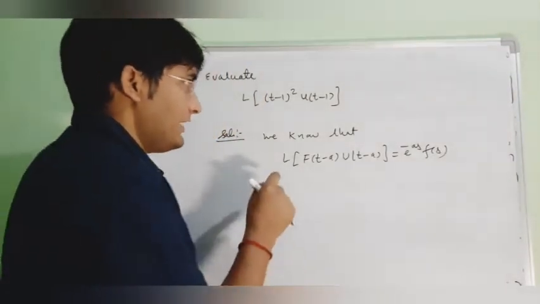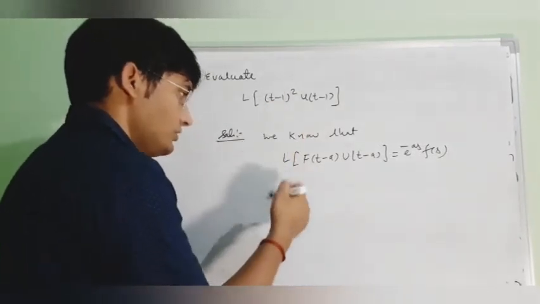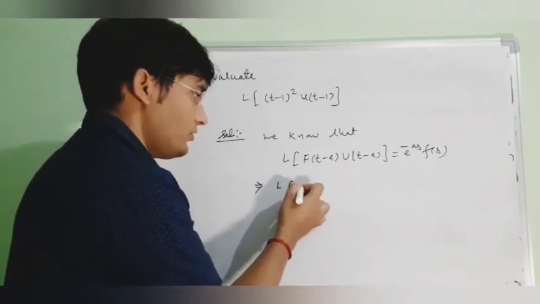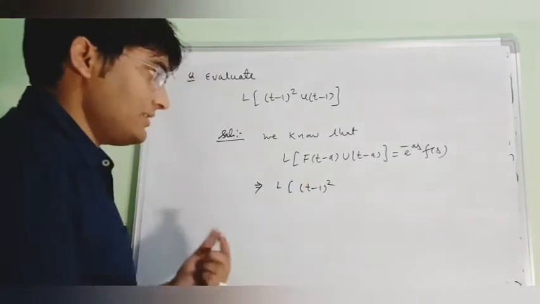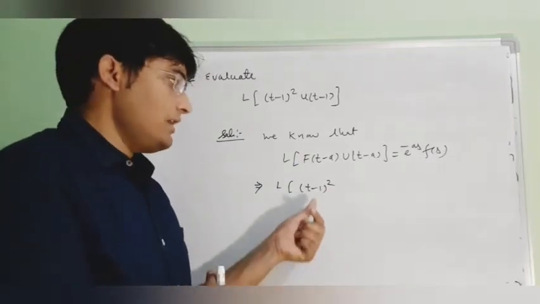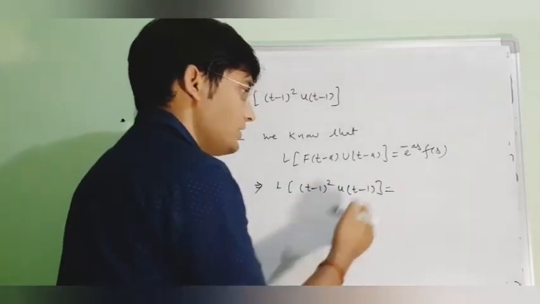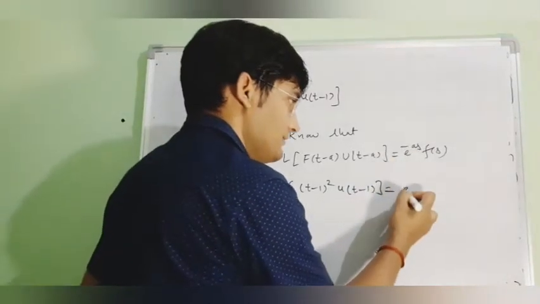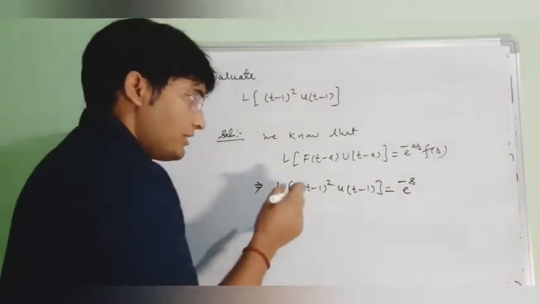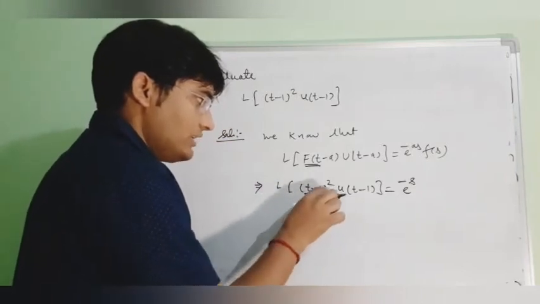Now you can see that in place of our a we have 1 and our f(t) is t square. So let us replace our f(t) by t square. Then Laplace of (t minus 1) whole square u(t minus 1), that means our f(t minus a) is (t minus 1) whole square, will be equal to e to power minus as. Now your a is 1, so this will be e to power minus s into F(s). Please remember that F(s) means the Laplace of f(t). Here our f(t) stands for t square.